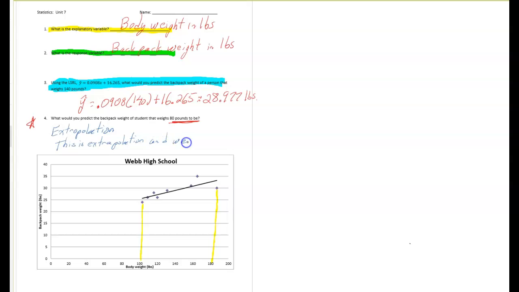And we should not think the prediction is reliable. Now, we talked about in class that a lot of people will extrapolate. They do want to make predictions, but we talked about the stock market example. Past performance does not imply future performance, so the stock market goes up and down. We're not sure if this linear relationship holds when someone weighs less than 100 pounds or more than 180 pounds. So I hope you found this video helpful for this first example.